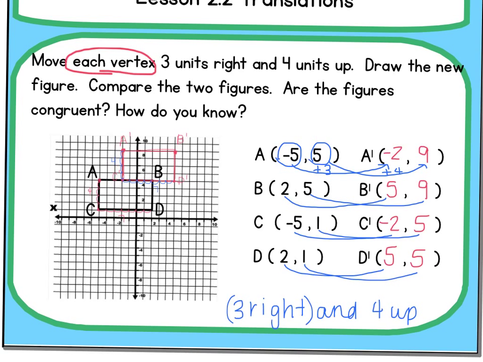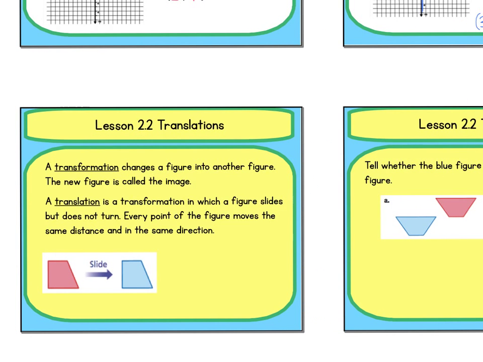When I'm talking left and right, that's my x coordinate because the x-axis runs from left to right. When I'm talking up and down, that's my y-axis because my y-axis, if we look here, runs up and down.